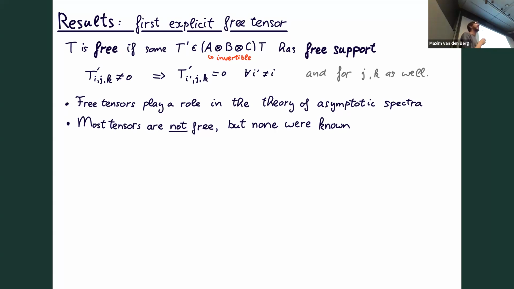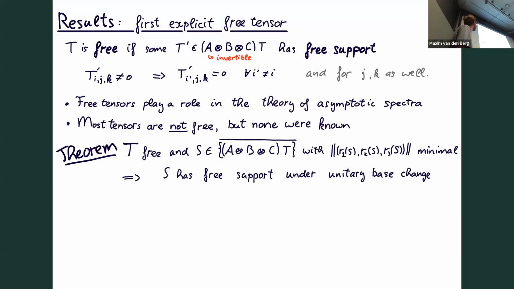There were no explicit examples of these non-free tensors. This is something that occurs more often: there's a property that most things satisfy, but we cannot find explicit examples. The same is true in tensor settings and things like this, but I won't talk about that more.